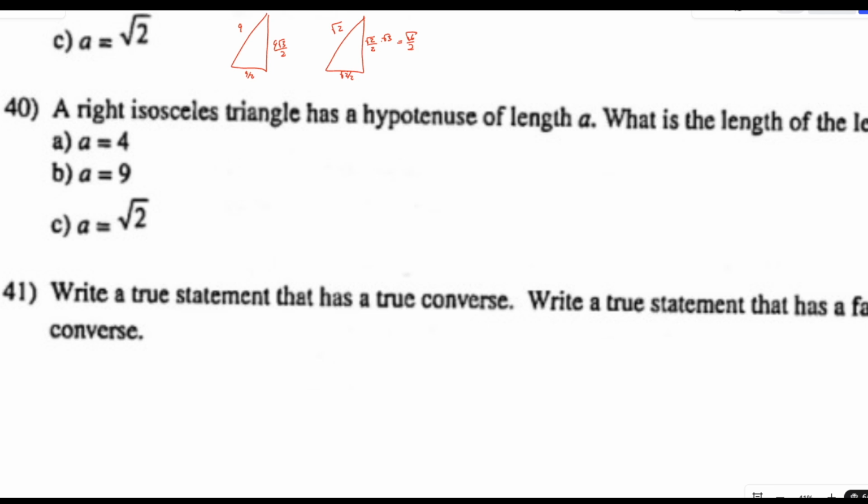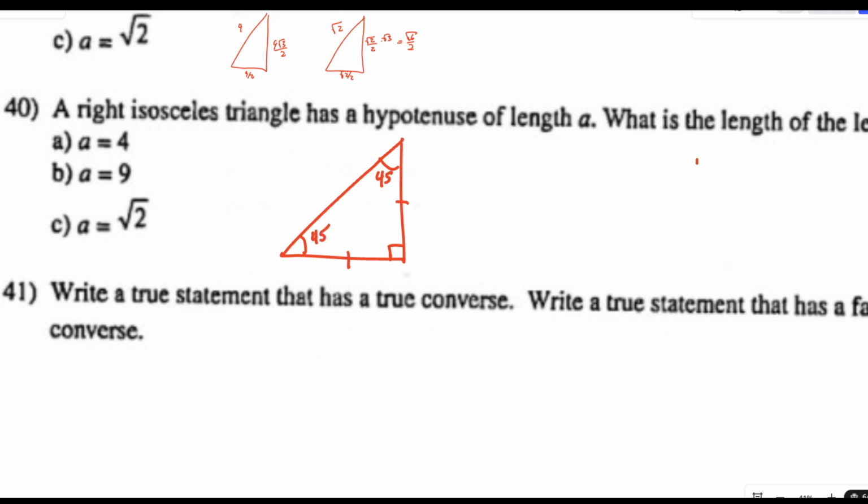The right isosceles triangle has a hypotenuse of length A. A right isosceles triangle means these two are equal and this is right. And that necessarily makes it a 45, 45, 90. If you're not sure, you can calculate those: x and x, 2x plus 90 equals 180.